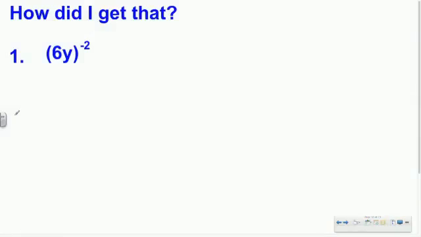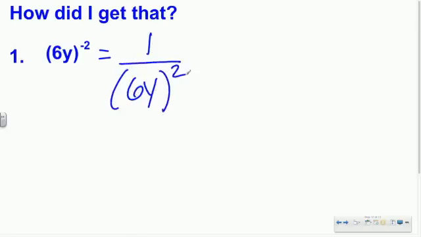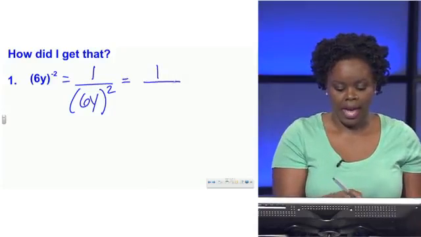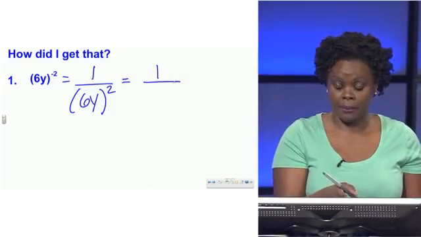All right, let's take a look at that first one. So I have 6y, and I'm raising that product to the negative 2nd power. So I'm going to apply my rule about negative exponents, which tells me that I can represent this as 1 over 6y to the positive 2nd power, right? Now I just need to simplify this denominator. I've got my 1 up top, and that's all good to go. I need to raise each of these individual pieces of this product to the 2nd power.